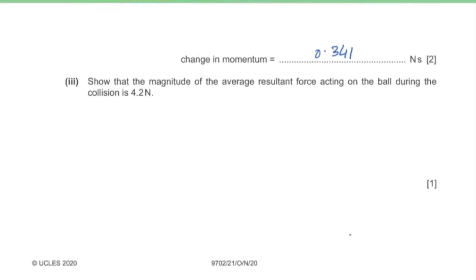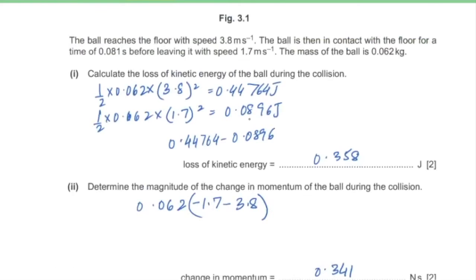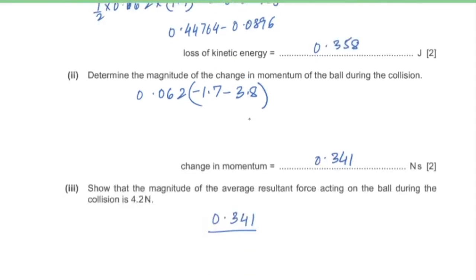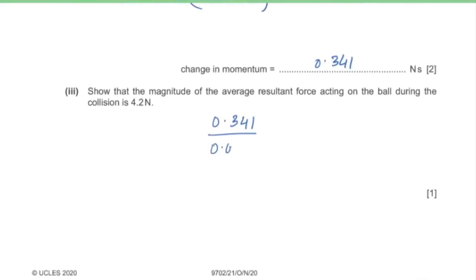So the average resultant force acting on the ball is its change in momentum divided by the time interval for that change in momentum. Change in momentum from the previous part is 0.341, and the time interval for which the ball is in contact with the floor is 0.081 seconds. So 0.081 seconds, and hence we have the magnitude of the average resultant force acting on the ball as 4.2 newtons.